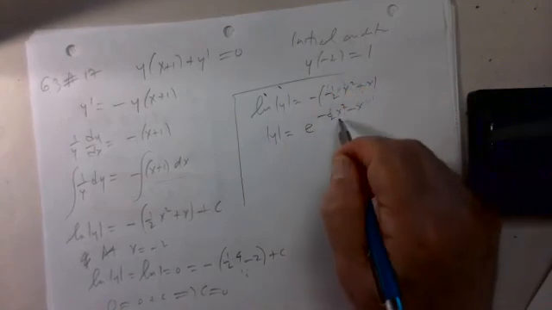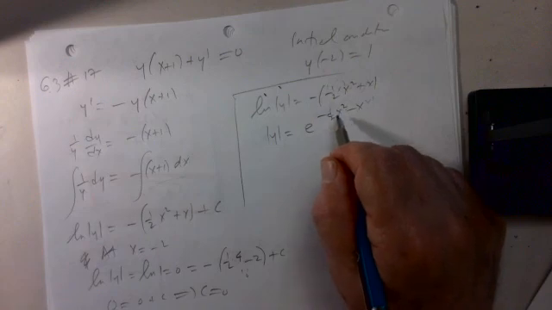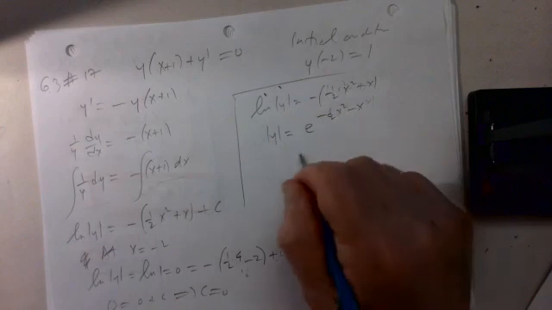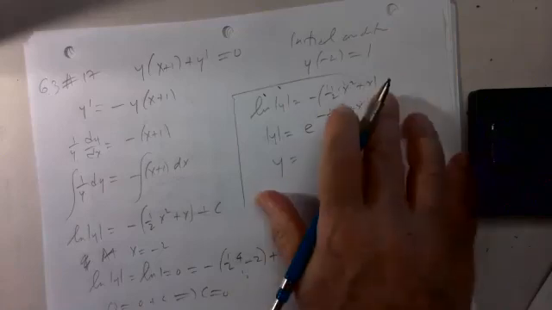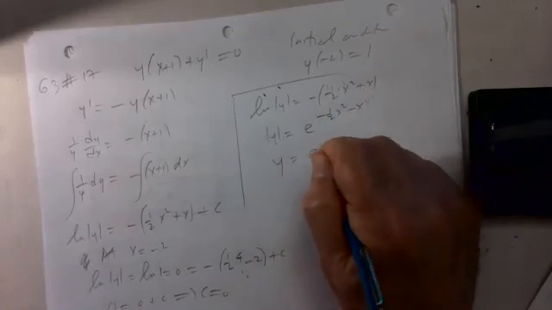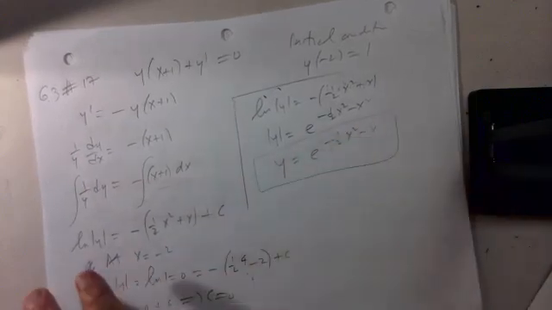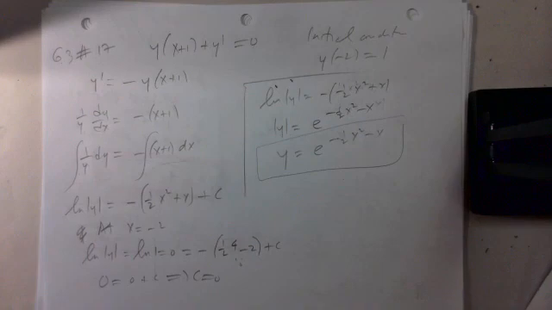And in here, just to double check, when I put in negative 2, I get 4. So I get minus 2 plus 2, e to the 0 is 1. And this is always positive. So y, you can write as e to the minus 1/2 x squared minus x. Oops. That's the solution.